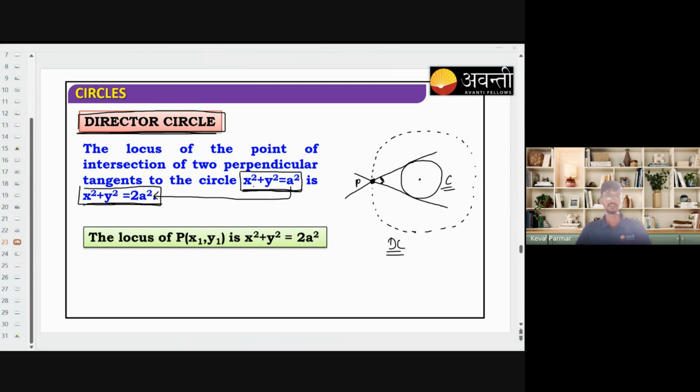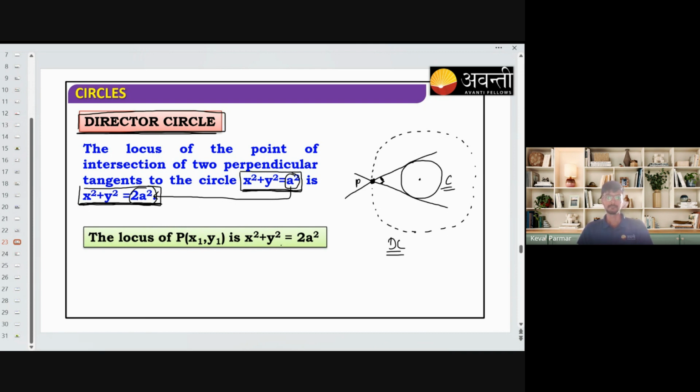Now, if the equation of the given circle is x square plus y square equals a square, right? So what will be the equation of the director circle? It will be x square plus y square equals 2a square. Correct? Just a square becomes 2a square. Correct? So this is what we studied. Now the derivation of this, I have taken as a question, so we'll solve it as a question in the coming slide. Right, guys? Come on, let's see.